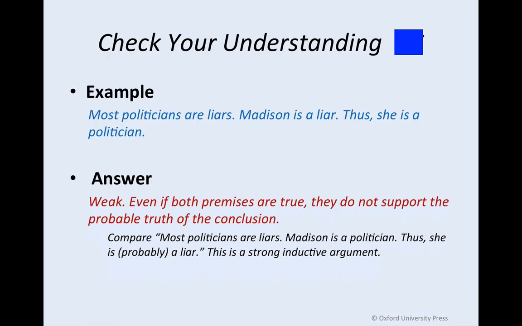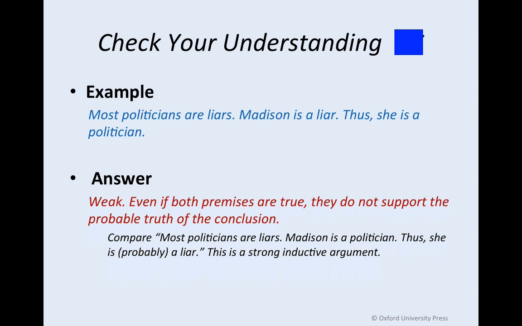Let's take a look at this example. Most politicians are liars. Madison is a liar, thus she is a politician. We don't have a way to connect Madison with being a politician. There's a connection between politicians and lying and Madison and lying, but that doesn't mean that the liar class connects Madison with politicians.